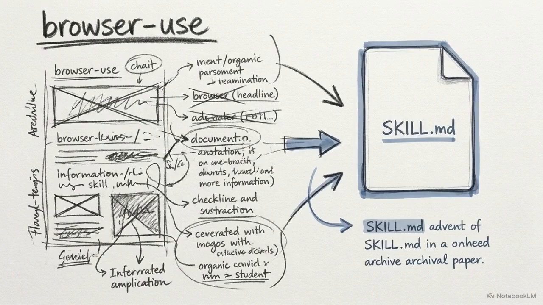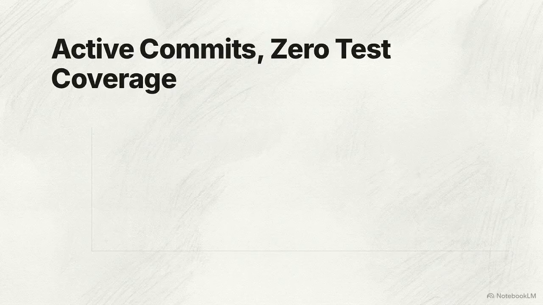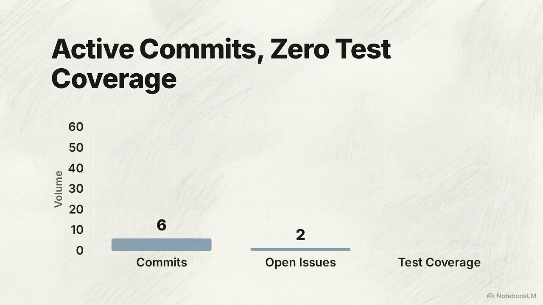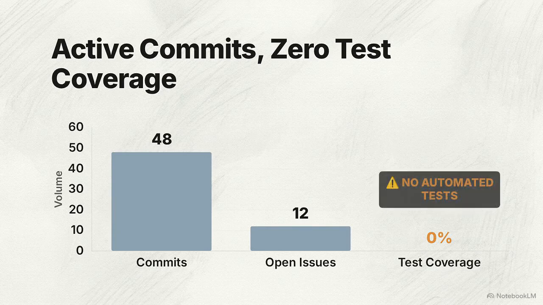While mature competitors like Browser Use exist, Web Access is built on the SKILL.md standard. This makes it compatible with almost any agent environment, from Claude Code to Cursor, without needing a complex setup. However, this compatibility comes with technical risks. We can see high commit activity on the left, but 0% test coverage on the right. There are currently no automated tests for a tool that assumes total control over your web browser.